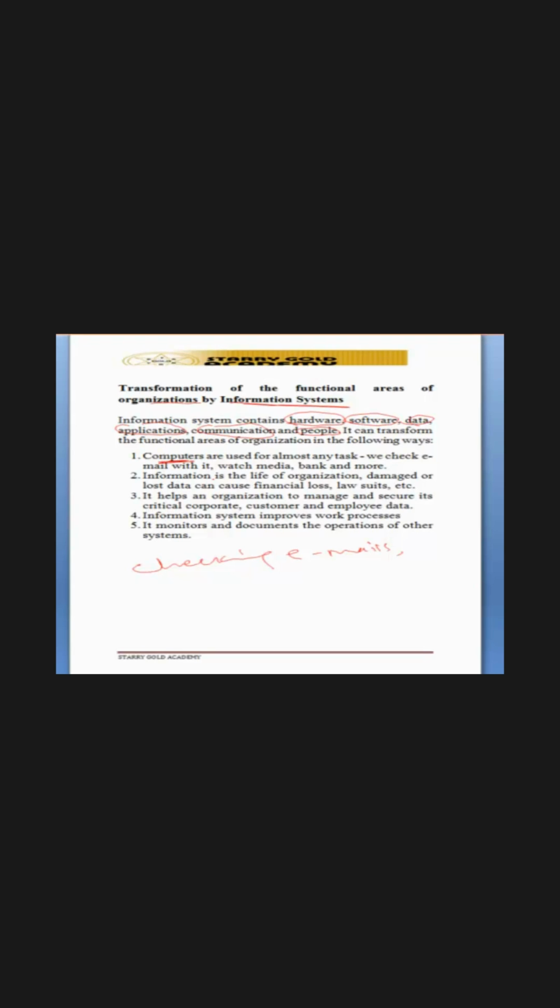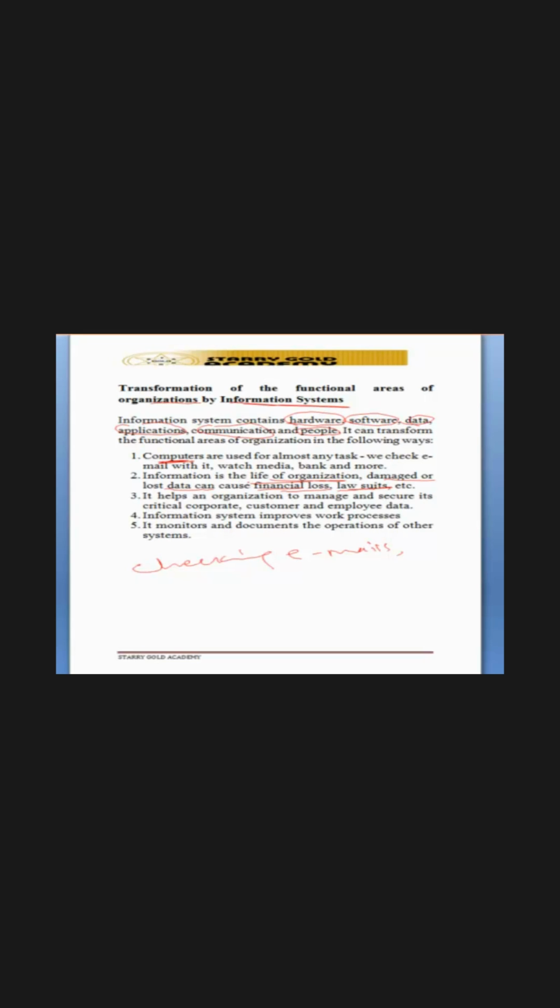Then number 2, information is the life of organization. In fact, without information, there's nothing the decision maker can do, because the decision maker can only make decisions based on information available. Therefore, damaged or lost data can cause financial loss. It can even cause a lawsuit.